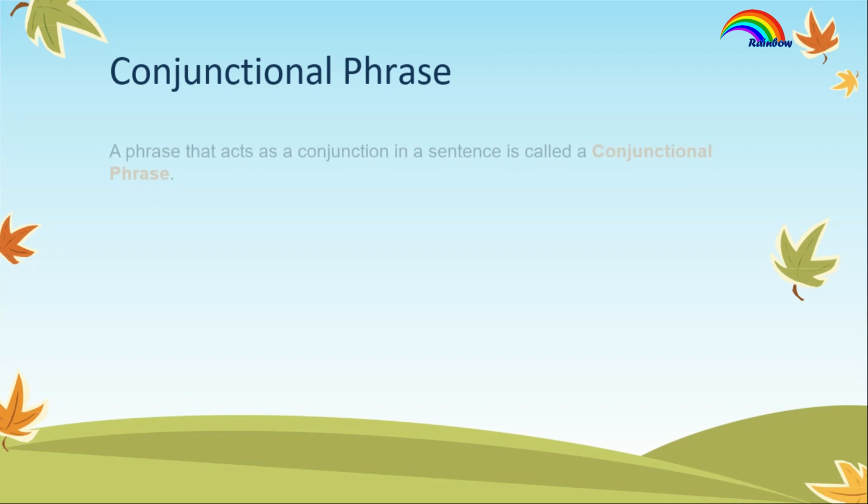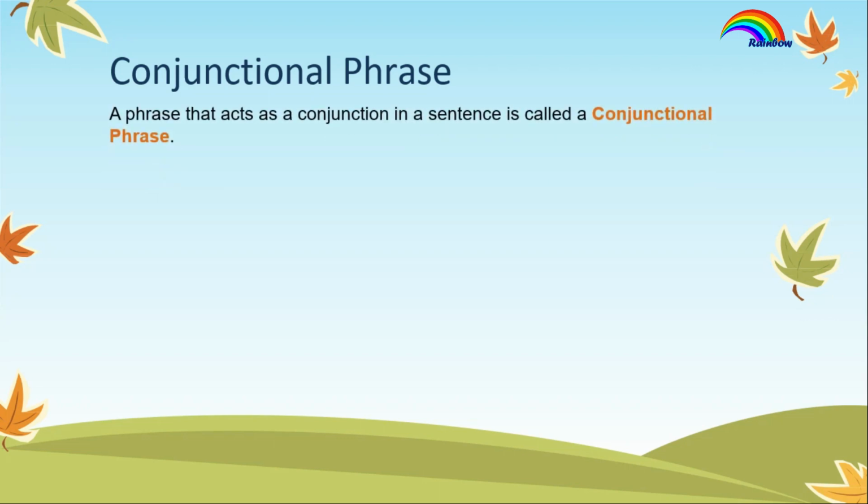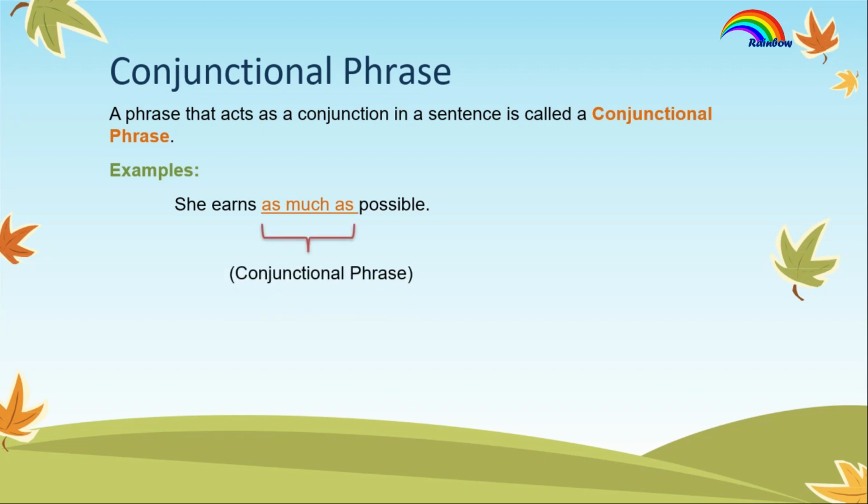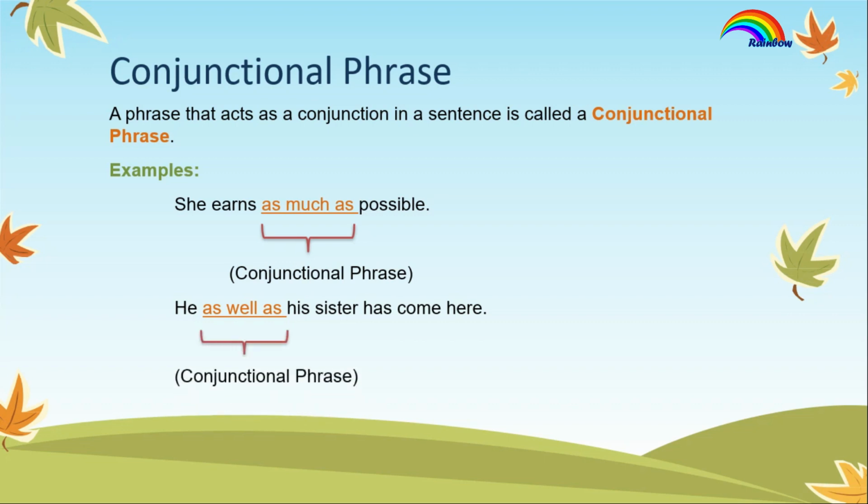Conjunctional phrase. A phrase that acts as a conjunction in a sentence is called a conjunctional phrase. Examples: She earns as much as possible. Here, as much as is a conjunctional phrase. He, as well as his sister, has come here. The conjunctional phrase is as well as.